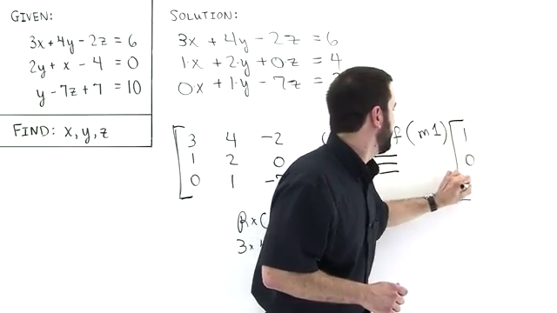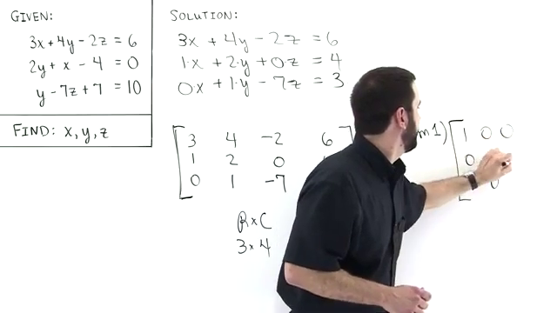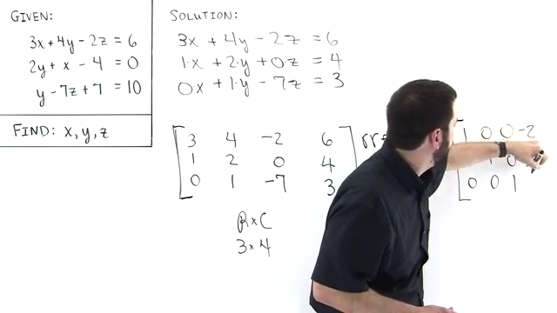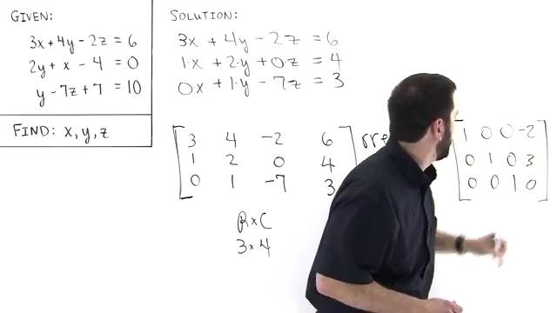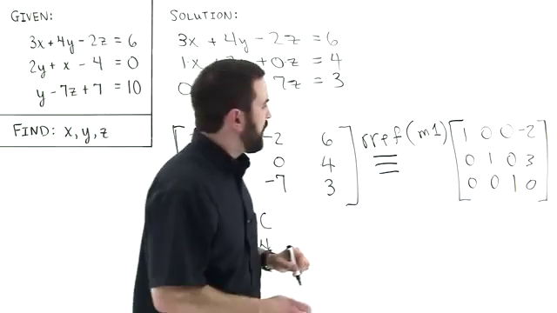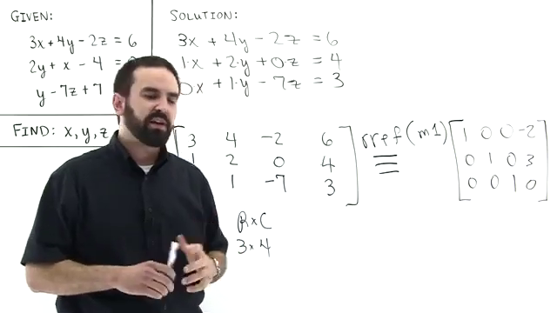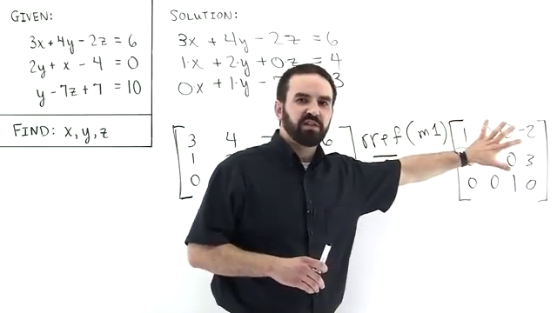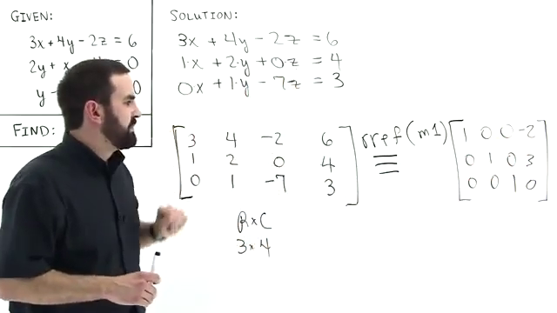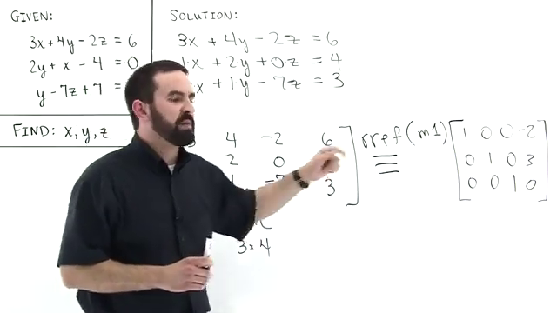You have a 1, a 0, a 0, a 0, 1, and a 0, a 0, a 0, and a 1. And then minus 2, 3, and 0. Like so. Let me check this. That is correct. Okay, so let's take a look at what this new matrix is telling us, because I'm going to make a claim. I claim that this new matrix is in essence conveying the same information that this original matrix was conveying.